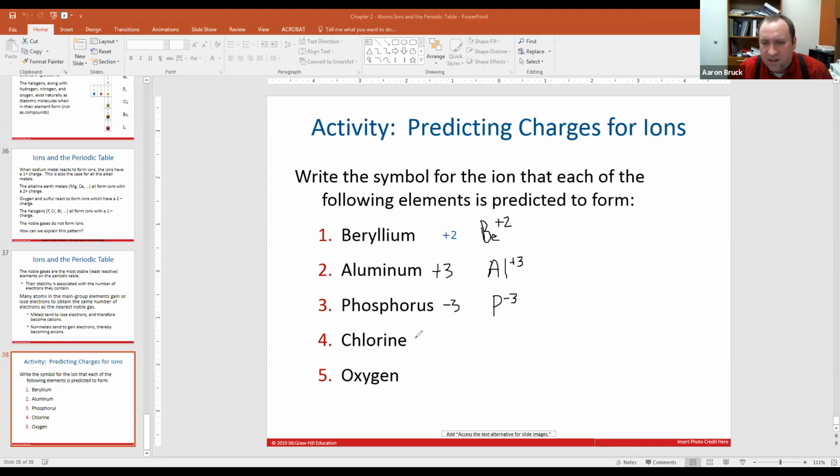Chlorine is a halogen, negative 1 charge. Chlorine Cl with a negative 1 charge would be its ionic symbol. And then finally oxygen, negative 2 charge, because it is in the oxygen group. O minus 2 would be its symbol.